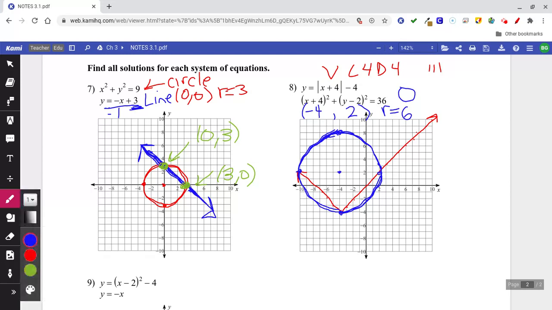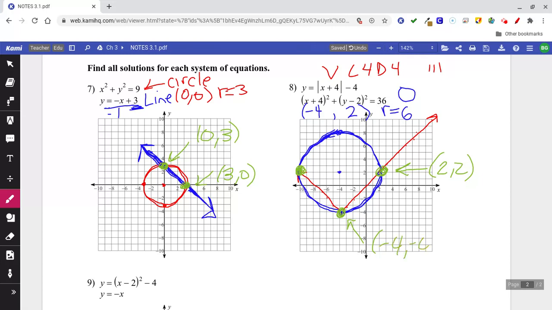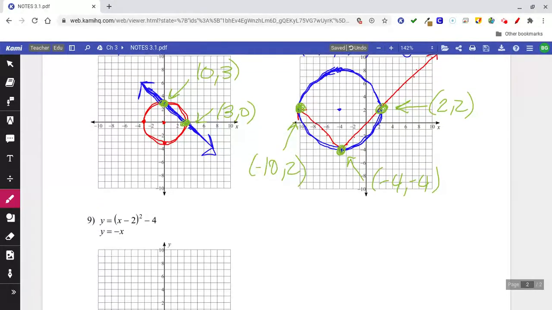Okay. But again, the solution is where it hits both red and blue. So I'm going to see 3 separate solutions. Let's name them. This one looks like the point 2, 2. This one, where are we at? Left 4 and down 4, so -4, comma, -4. This one looks like left 10 and up 2, -10, comma, 2. So kind of weird. You've got 3 solutions.